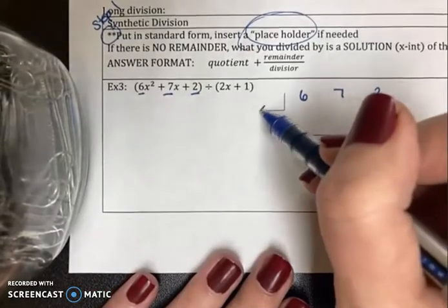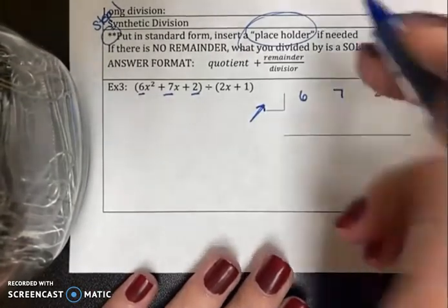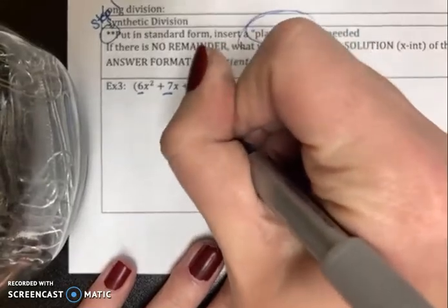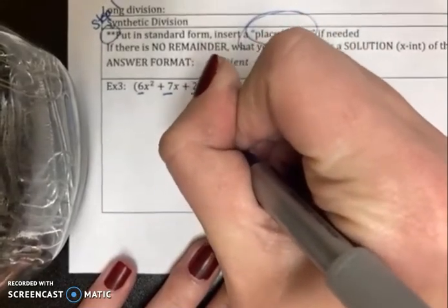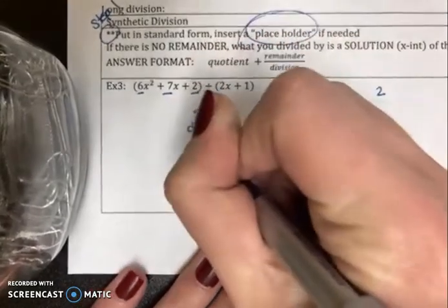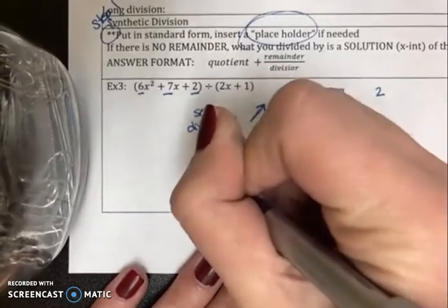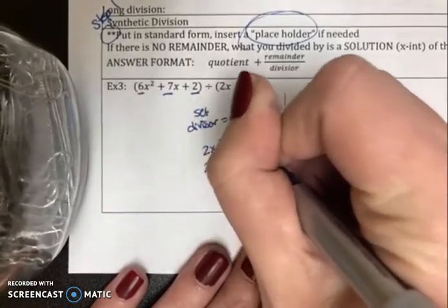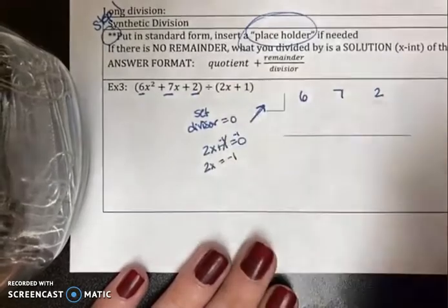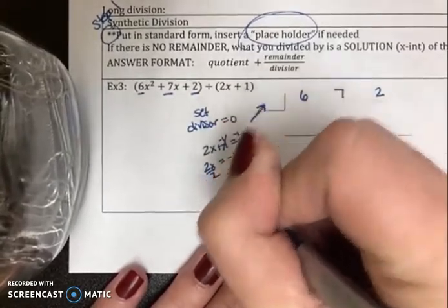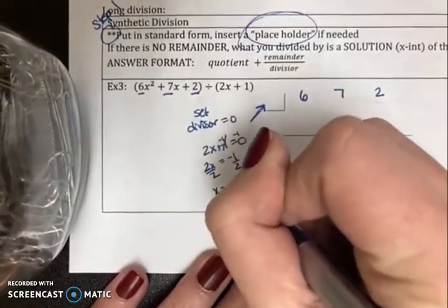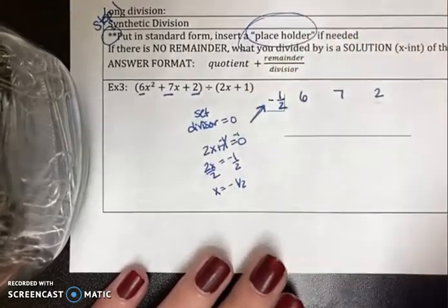Then we need to put a number here. In order to get that number, we just set the divisor equal to 0, so 2x plus 1 equals 0, and we solve. So 2x, I'm going to subtract 1 from each side, leaving me with negative 1, and then divide each side by 2. I get x equals negative 1/2. So negative 1/2 goes here.